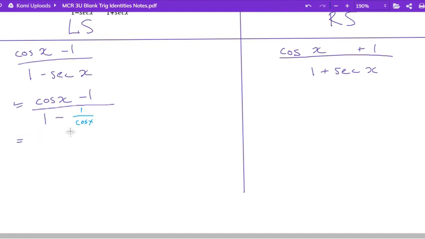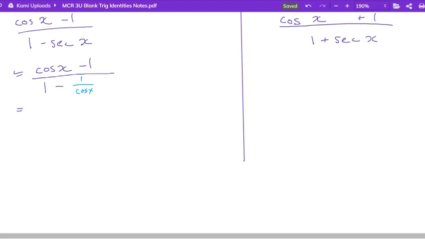Because now I have to find a common denominator in the denominator. Right? So I'm leaving the numerator. The cos x minus 1, I'm leaving that for now. I'm going to do some work in the denominator. So what can I write 1 as? Cos x over cos x. Right? That's the same thing as 1. Minus 1 over cos x.